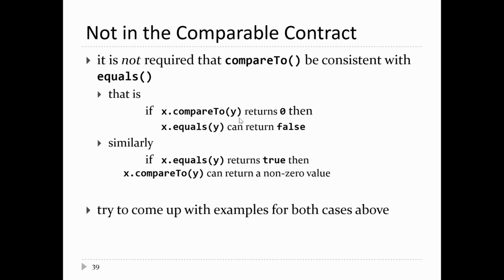And so here we have a case where x compared to y returns 0, but x equals y is false. It's relatively easy to come up with examples for this. It's harder to come up with examples for the second one, and so I will leave that as an exercise for the student to try to come up with examples for the second one.